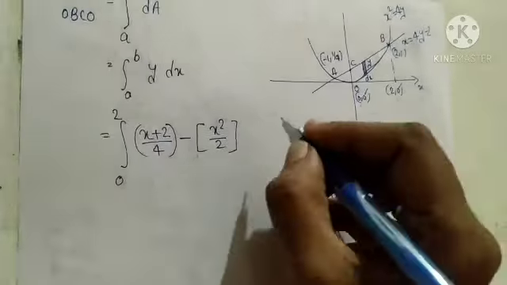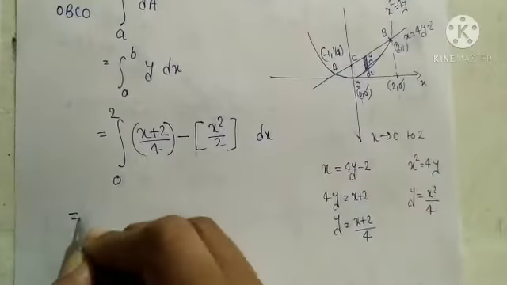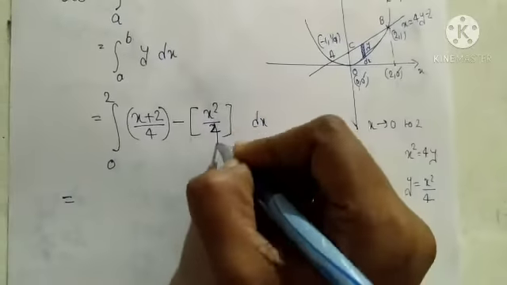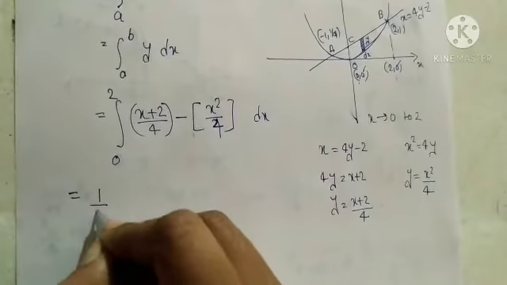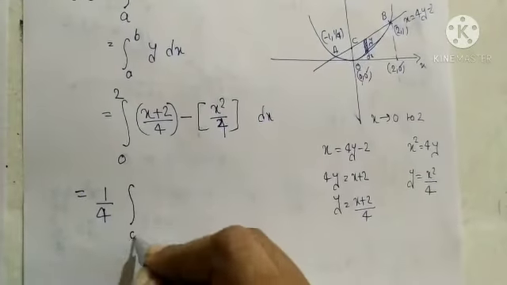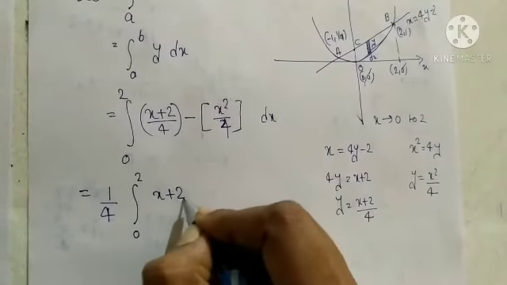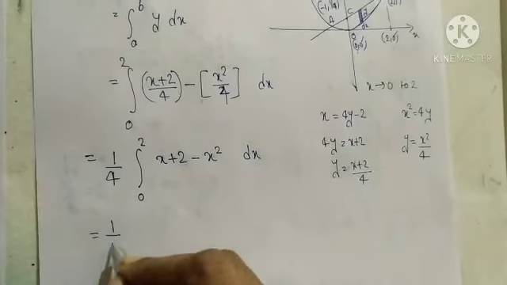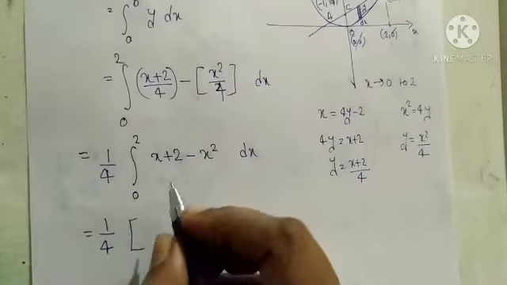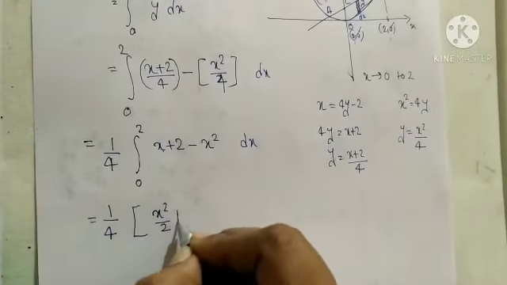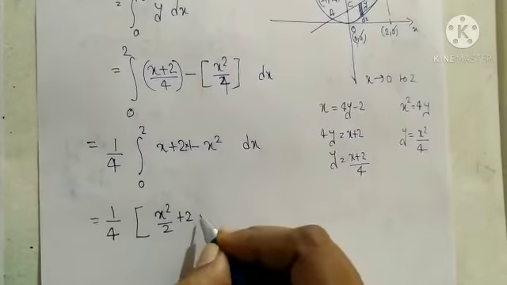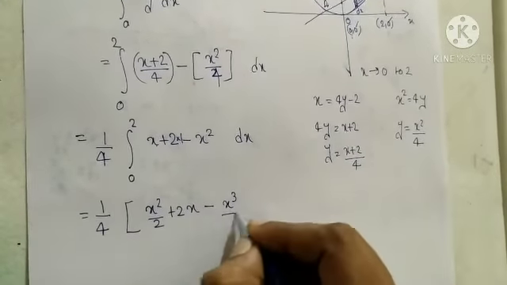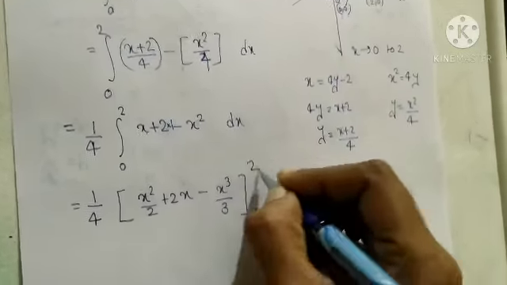Okay, dx. And here also 1 by 4 is x square by 4. Okay, 1 by 4 is common, so taking it outside, here we get 1 by 4 integral 0 to 2 of x plus 2 minus x square dx, and this will be equal to 1 by 4 into integral of x is x square by 2 plus 2 into integral of 1 is x minus integral of x square is x cube by 3, and the limit is 0 to 2.